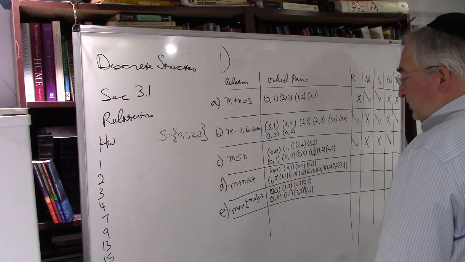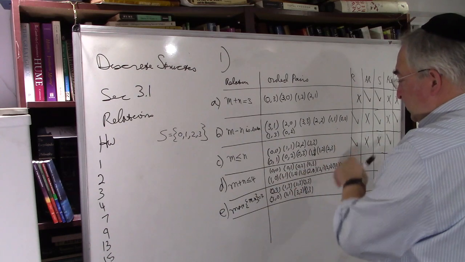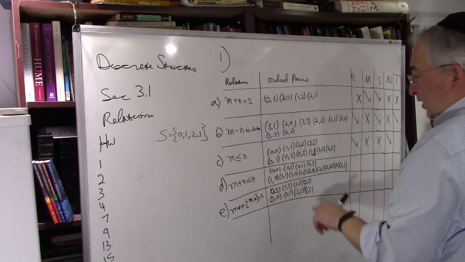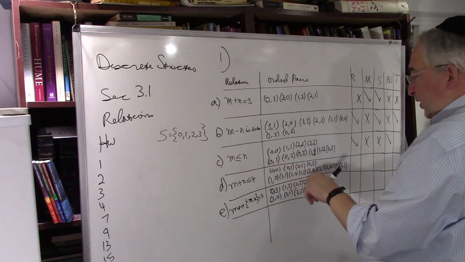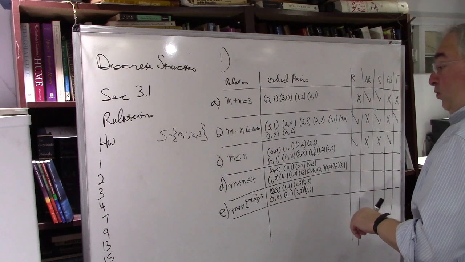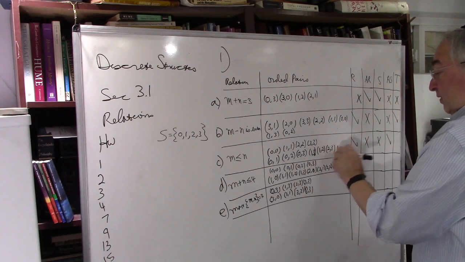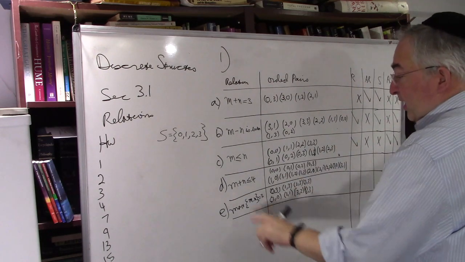And the answer is yes. So 0 is less than 2, and 2 is less than 3. Therefore 0 is less than 3. 0 is less than 1, and 1 is less than 3, so 1 is less than 3. Why didn't I write that? Oh, there it is. 1 is less than 3. So it is transitive. Next.